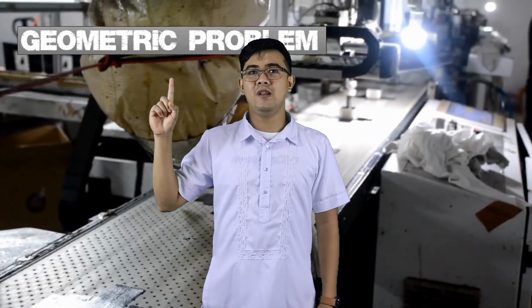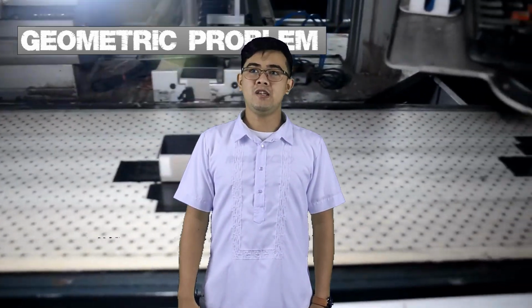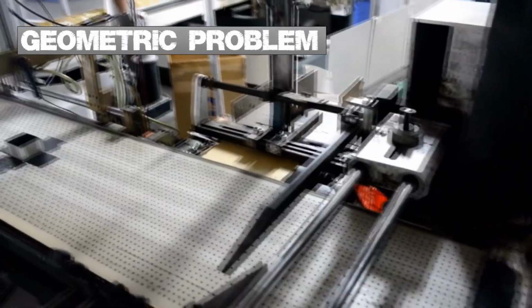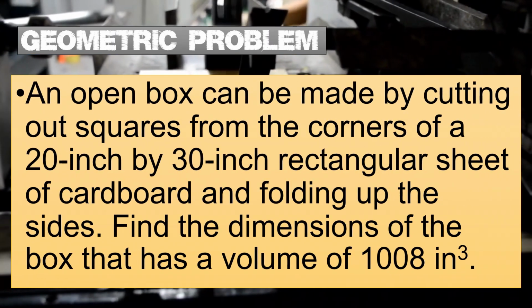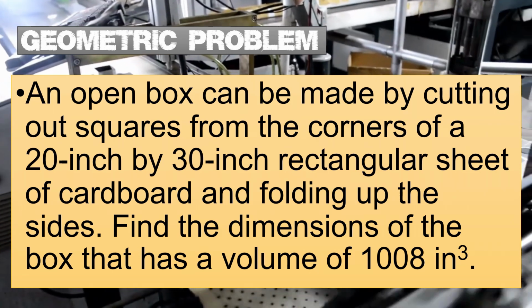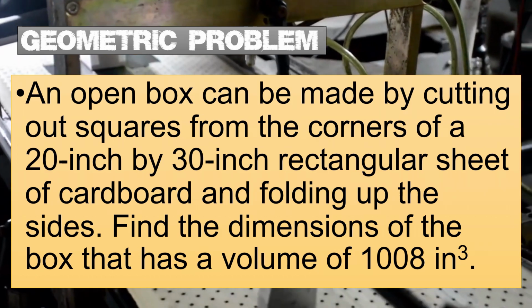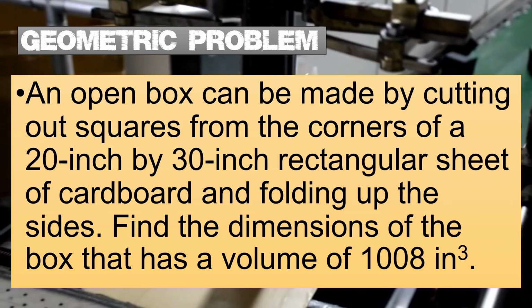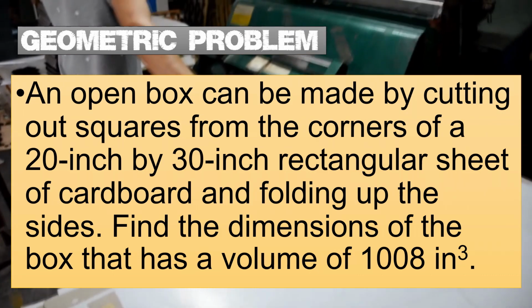In this example, we will be determining the dimensions of a rectangular box given its volume. An open box can be made by cutting out squares from the corners of a 20-inch by 30-inch rectangular sheet of cardboard and folding up the sides. Find the dimensions of the box that has a volume of 1008 cubic inches.